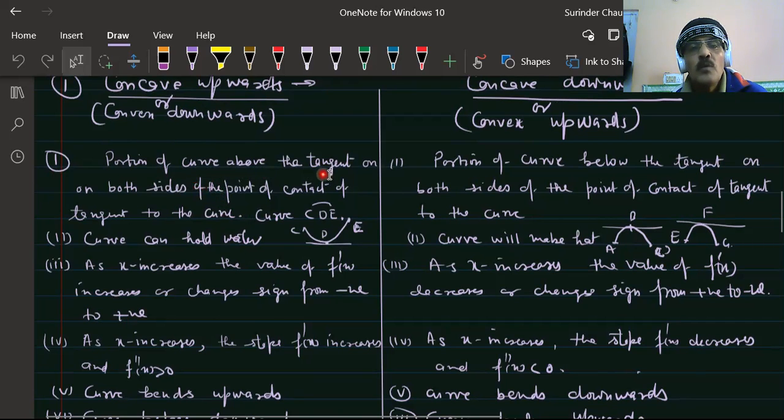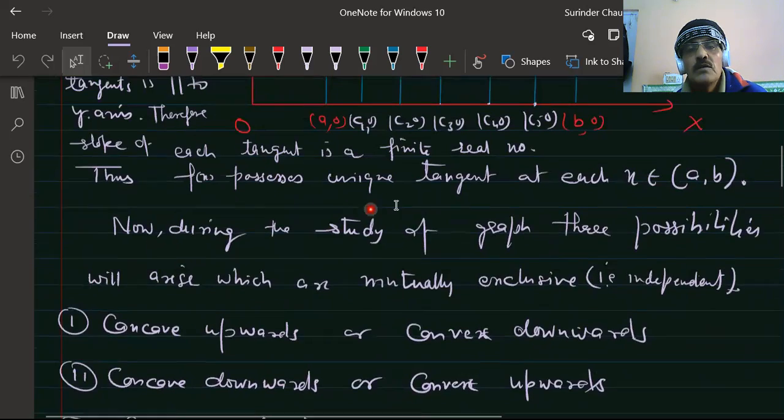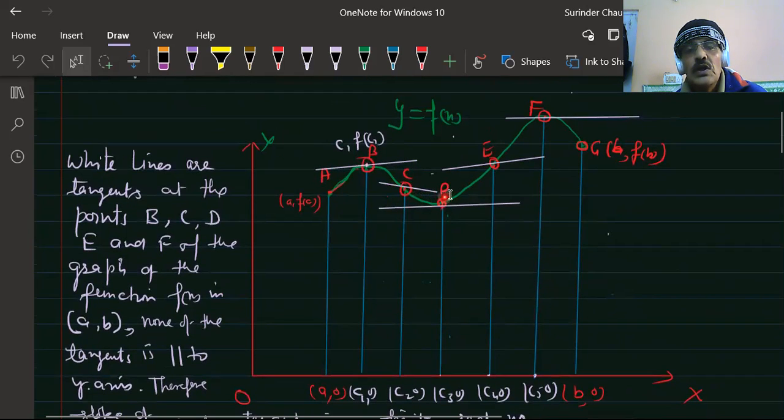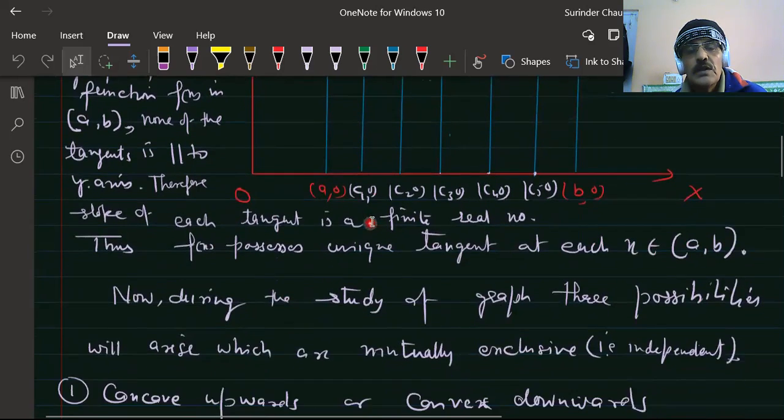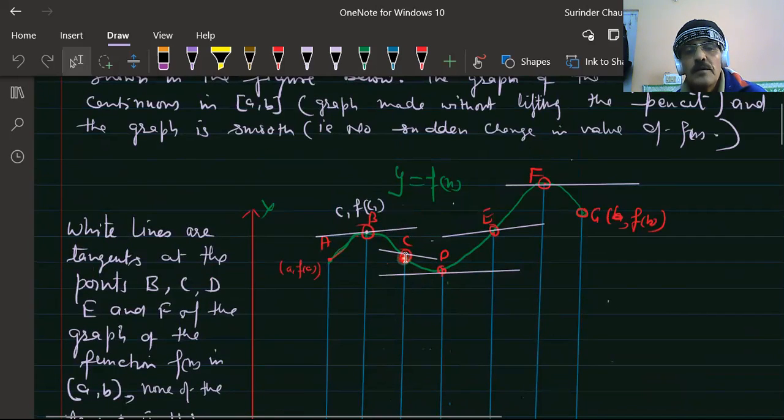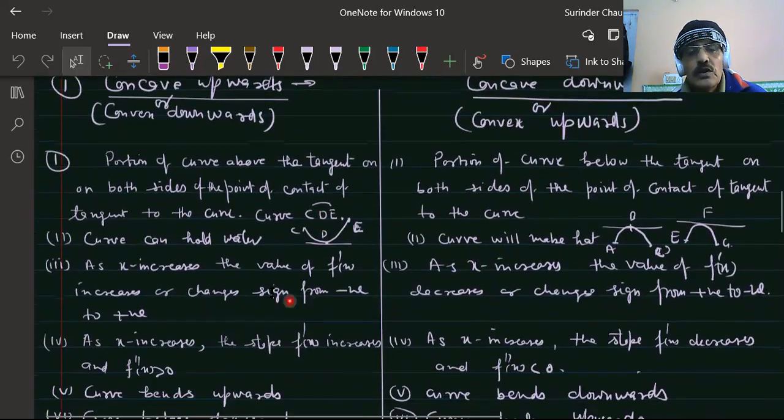The portion of the curve above the tangent on both sides of the point of contact of the tangent to the curve. This is the curve CDE, and this is the tangent. On both sides the curve is lying above the tangent. So this implies the curve CDE can hold water. Number one, the curve is holding water.